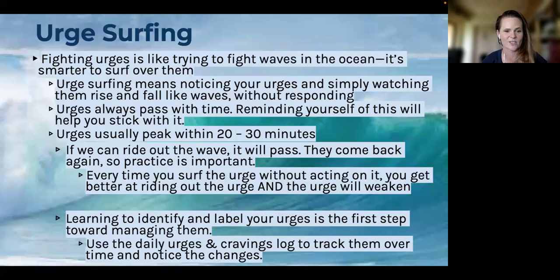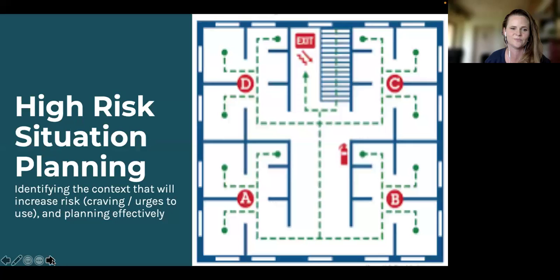It is important to learn how to identify and label the urges as a step towards urge surfing, because understanding where they come from and how to anticipate them is an important part of integrating that skill. So you really like to pair this, when possible, with the daily urges and cravings log. And the extra bonus there is they get to notice the cravings decreasing in intensity over time as they become more fluent with this skill.